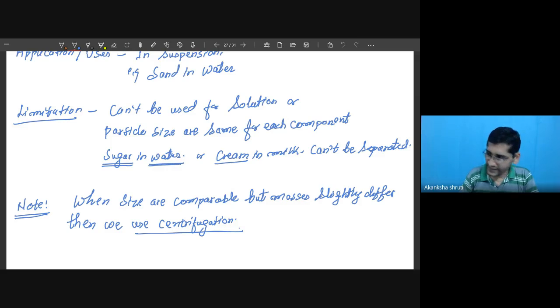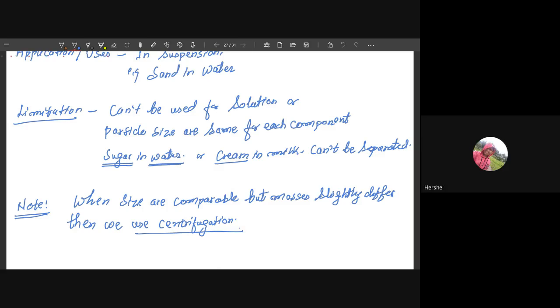So let us go for the evaporation. So what is evaporation? Evaporation means if one of the components vaporizes on heating while the other does not vaporize, then this evaporation can be used. Can I go ahead? Yes, sir.